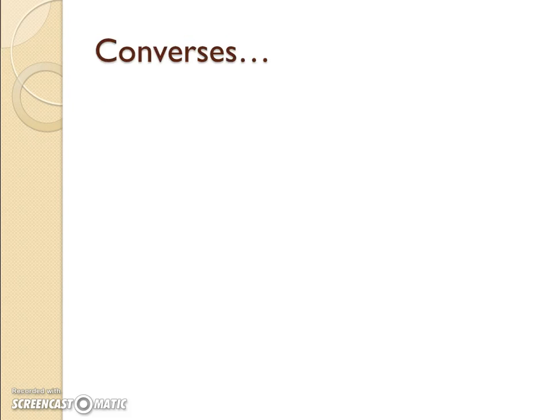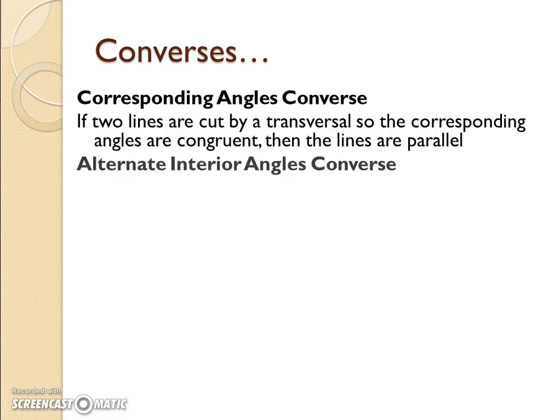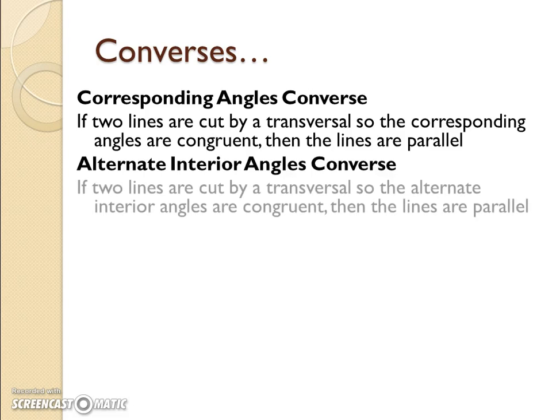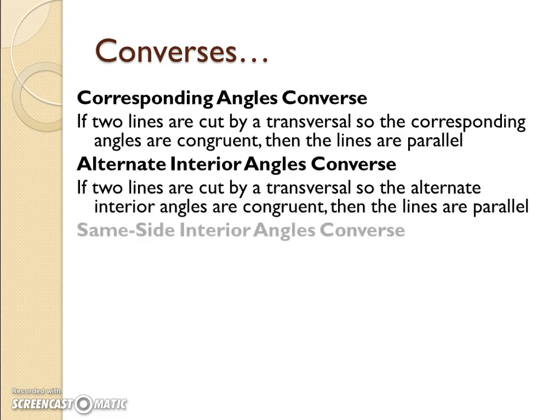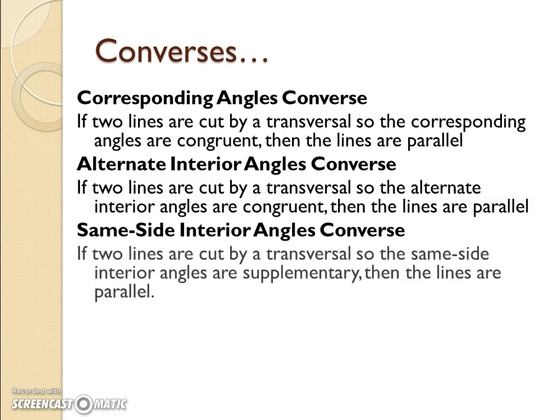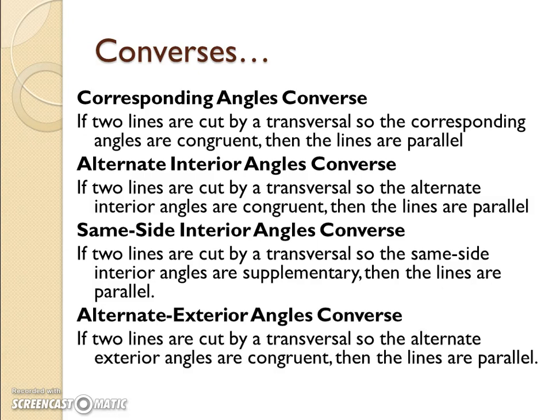The converses are also true, so we can reverse the theorem. The corresponding angle converse is that if corresponding angles are congruent, then the lines are parallel. If alternate interior angles are congruent, then the lines are parallel. Same side interior or consecutive interior angles converse: if consecutive interiors are supplementary, then the lines are parallel. And the last one is alternate exterior angles. If the alternate exterior angles are congruent, then the lines are parallel.